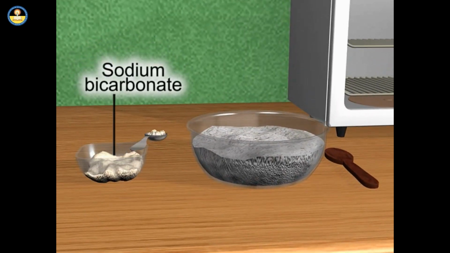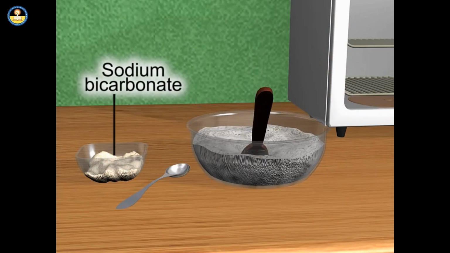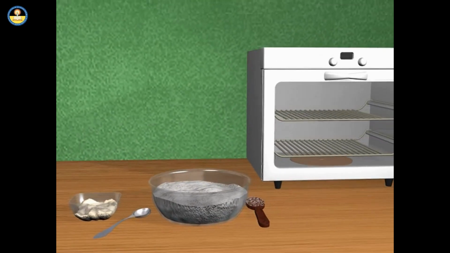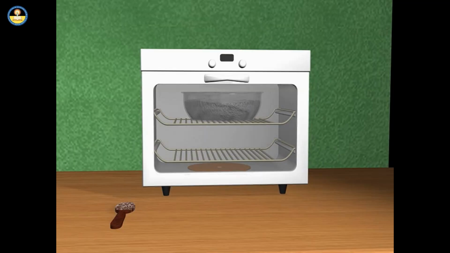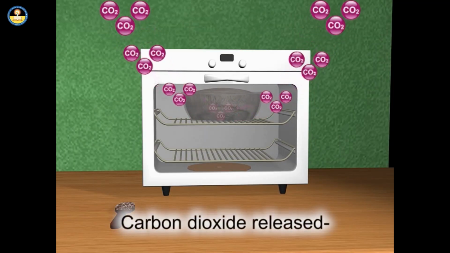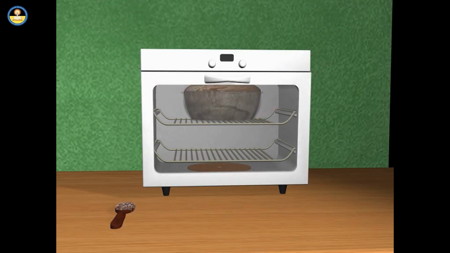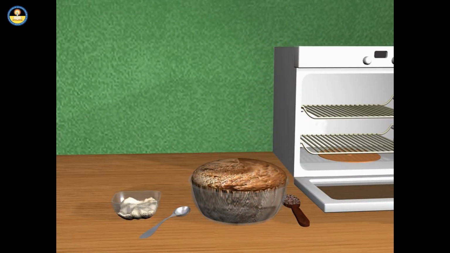Sodium bicarbonate is primarily used in cooking for baking, where it reacts with other components to release carbon dioxide that helps dough rise, making it fluffy and light in weight.